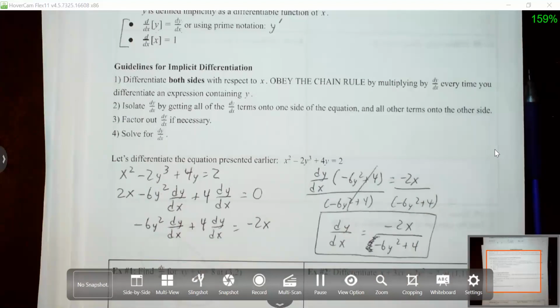Okay. This just takes practice to get used to it. But remember, what we're doing is we're finding the derivative of the equation with respect to x. So when we see a y, we're not taking the derivative with respect to y. Since y in itself is a function of x, we need to do the chain to get dy/dx.